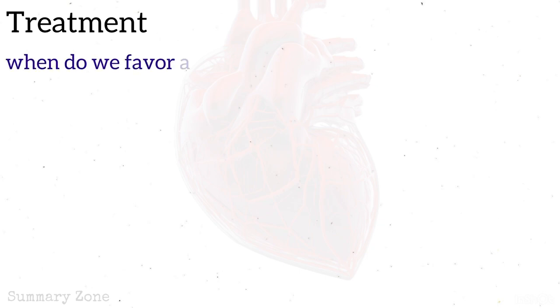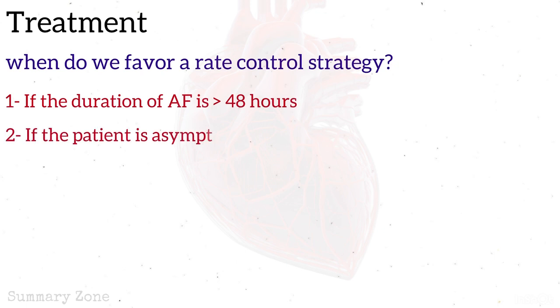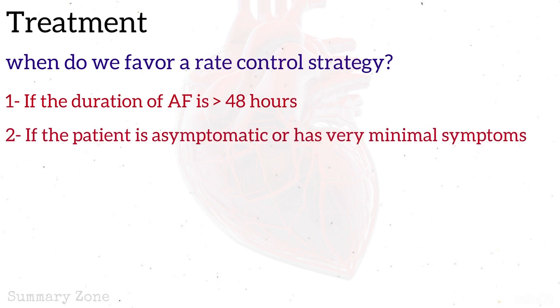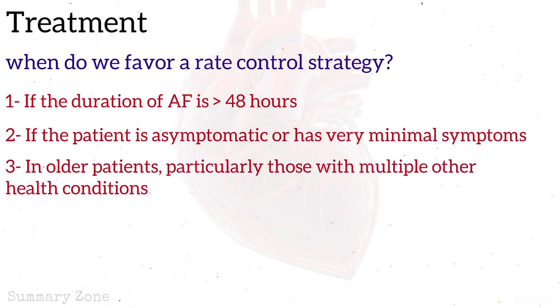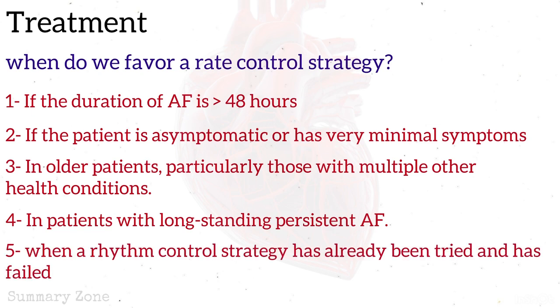So when do we favor a rate control strategy? First, if the duration of the AF episode is more than 48 hours, if the patient is asymptomatic or has very minimal symptoms, in older patients, particularly those with multiple other health conditions, in patients with long-standing persistent AF. And finally, when a rhythm control strategy has already been tried and has failed.